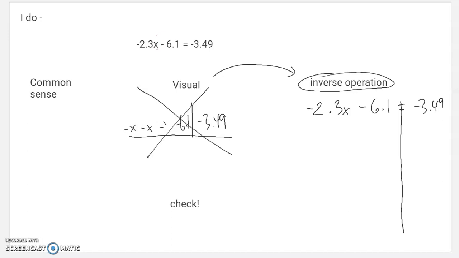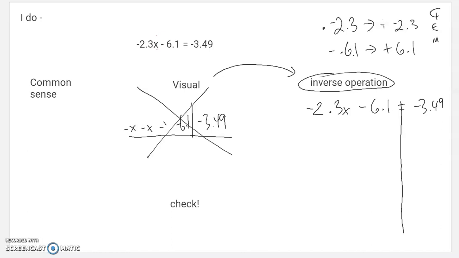I'm going to look at my x and say, well, what's happening to it? 2 things. 1, it's being multiplied by negative 2 3/10. The inverse of that is dividing by negative 2 3/10. And 6 1/10 is being subtracted. The inverse of that is adding 6 1/10. Not really a big deal and not really any different than before.